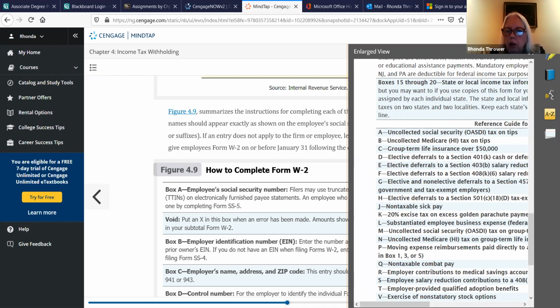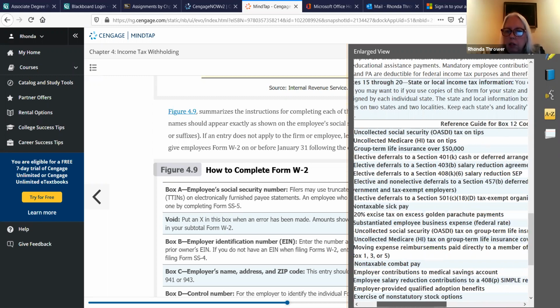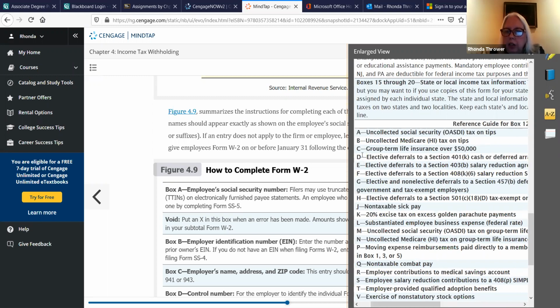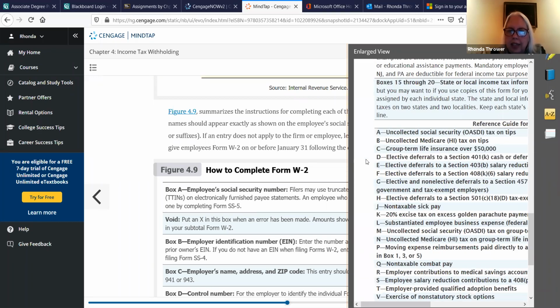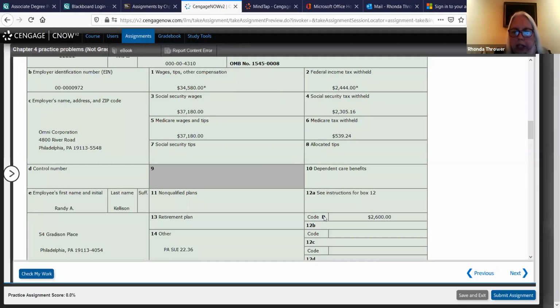So if we're talking about a 401k plan, we're talking about code D here, where it says the elective deferrals to section 401k cash or deferred arrangement plans. So this is where they got the D that they entered into the W-2 form in Cengage. So this is code D here. And this amount again was $50 times 52 weeks to get the annual amount of 401k deductions that were made for this particular employee.